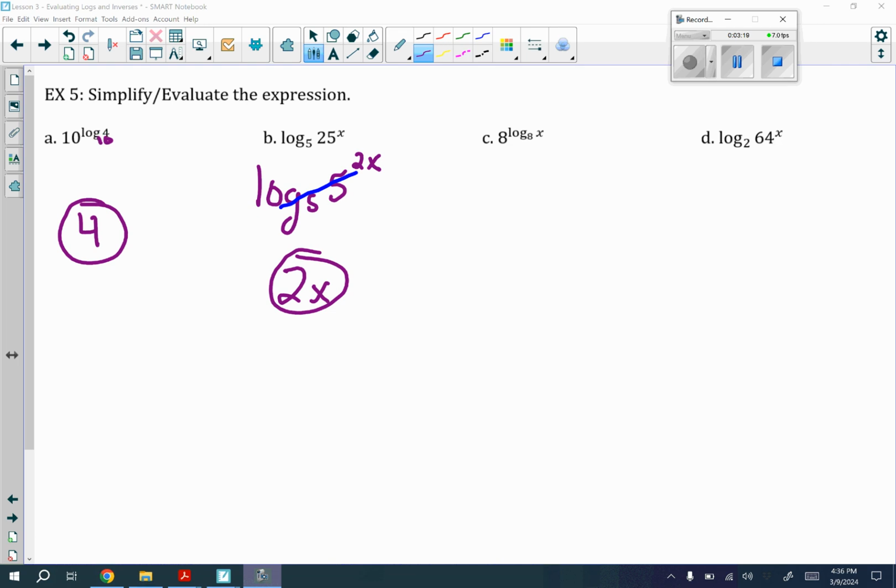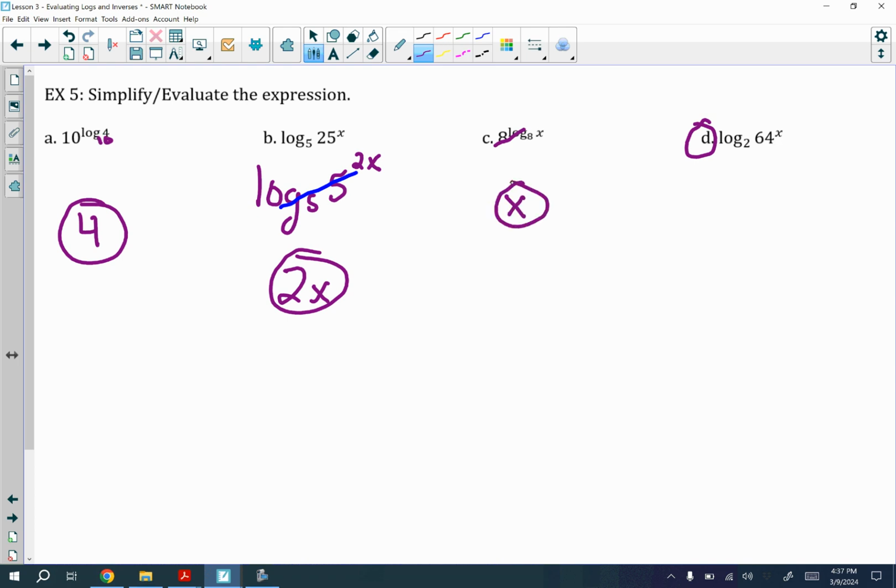Okay, go ahead and pause the video and try C and D. Okay, let's see what you guys got. So on C, notice that the base of the exponential and the base of the log are exactly the same. Because they are the same, they can cancel out, and all we're left with is x.